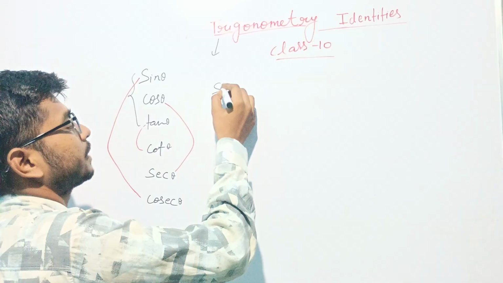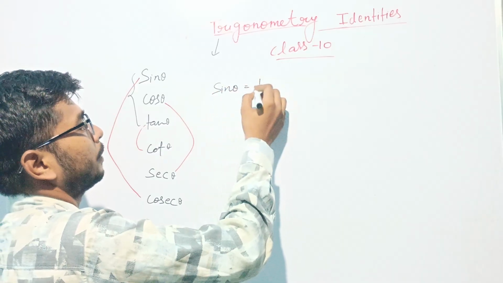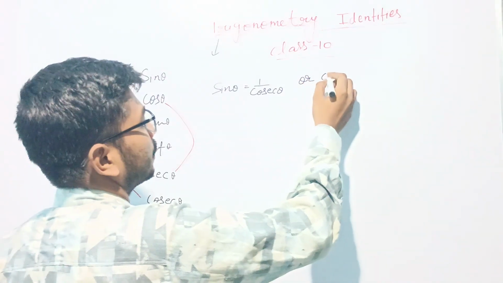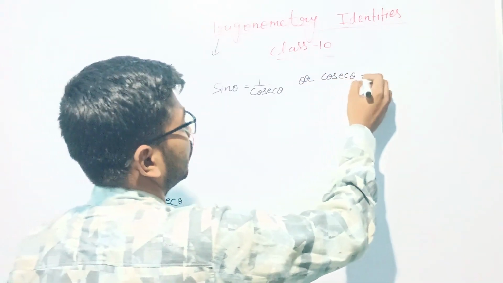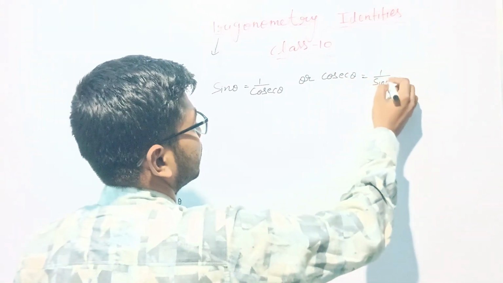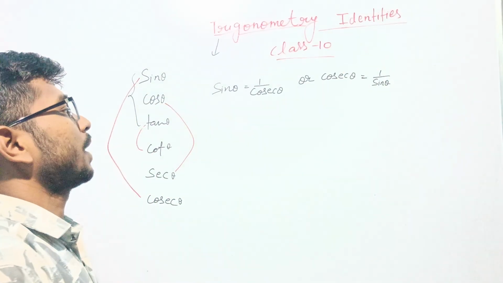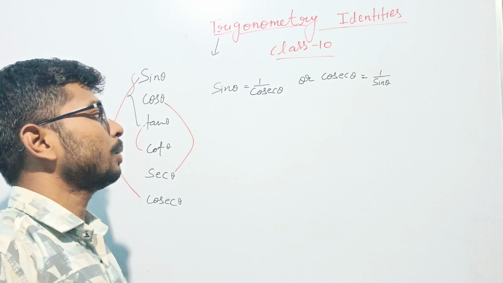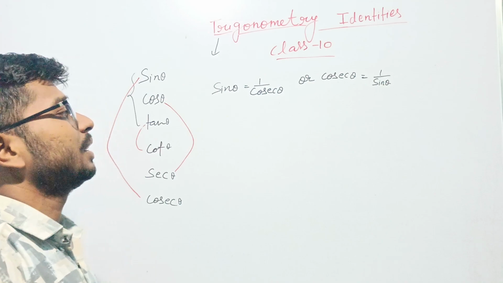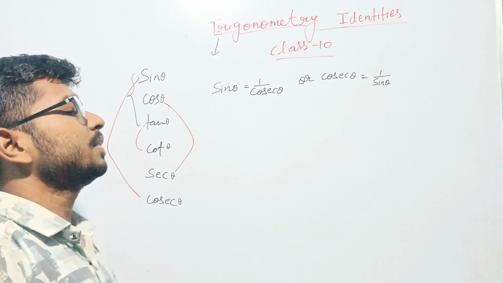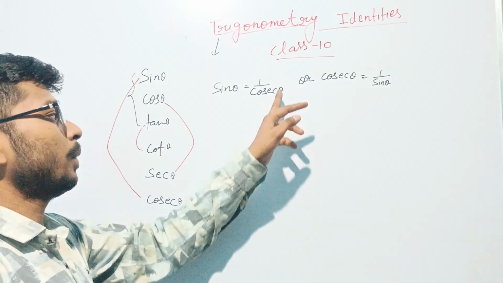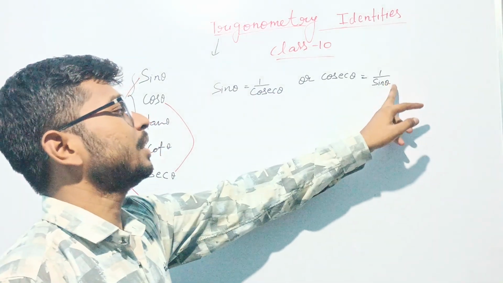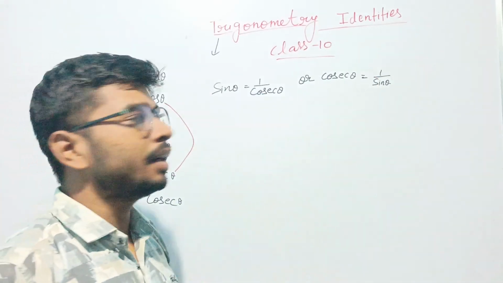We can write sine theta is equal to 1 upon cosec theta, or cosec theta is equal to 1 upon sine theta. Actually both are reciprocal to each other. Whenever we see 1 upon cosec theta, we can write sine theta, and whenever we see 1 upon sine theta, we can write cosec theta according to our need.